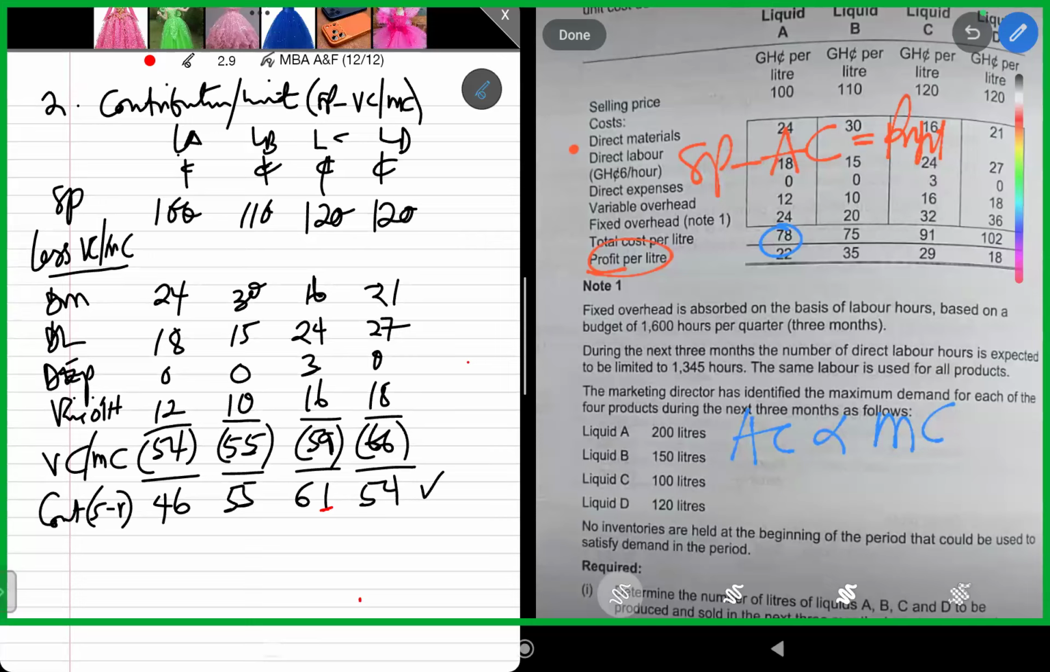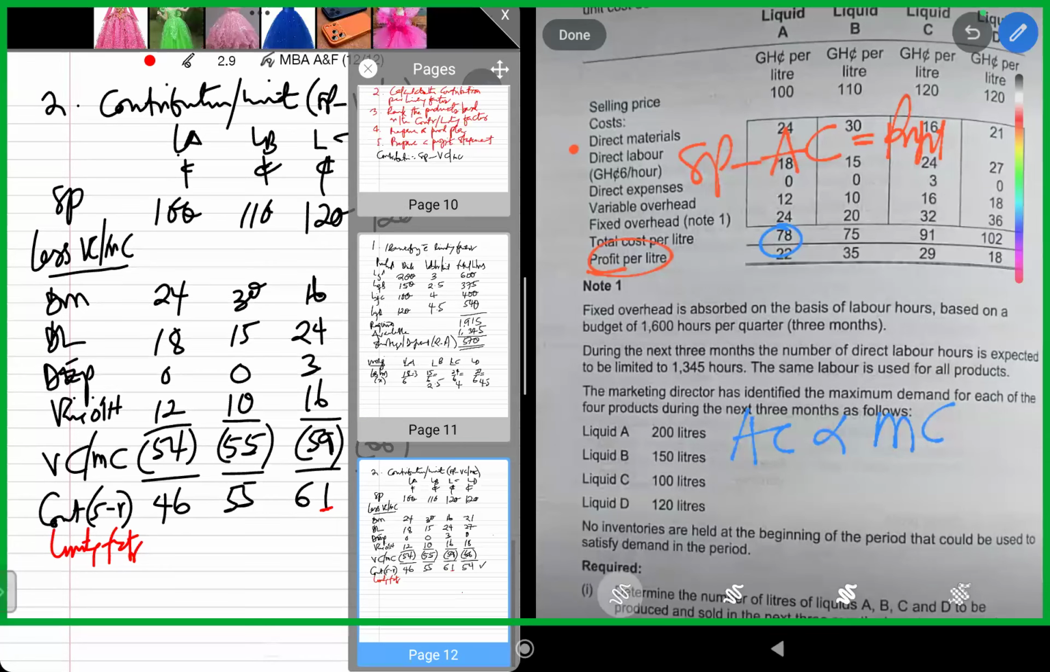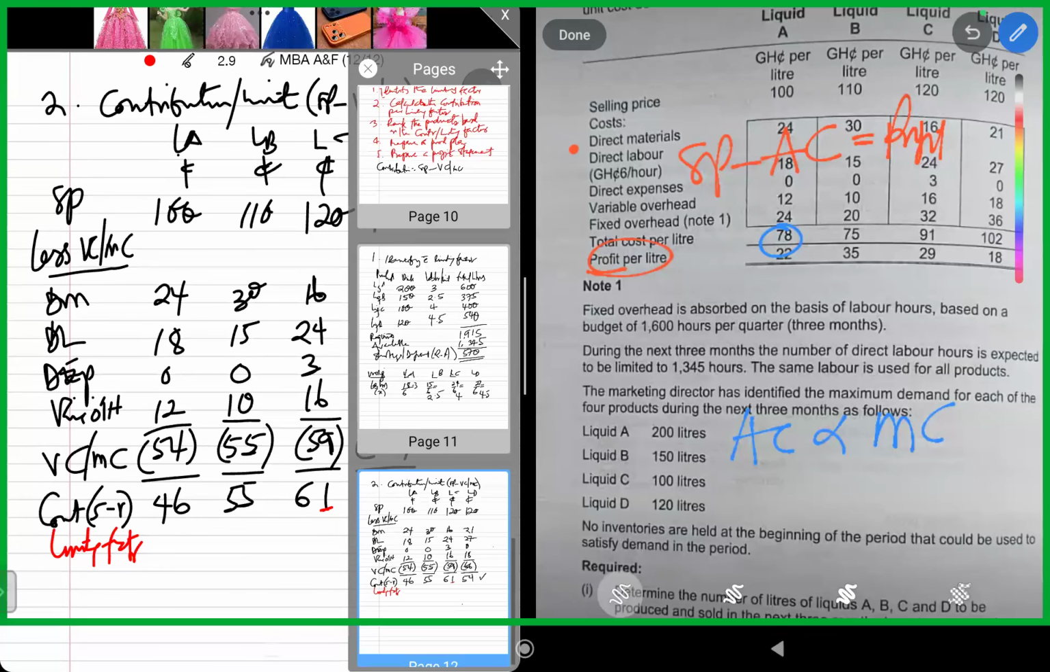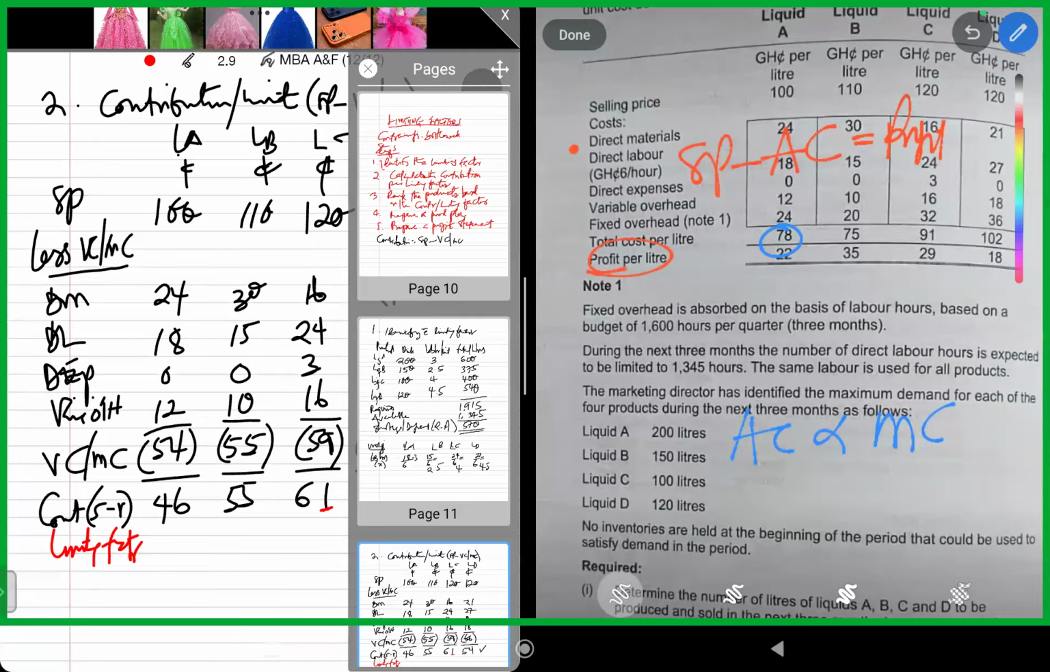So now I found the contribution per unit or per liter. And the next step says find the contribution per limiting factor. It means I have to bring in the limiting factor here. Are you good? So what are the limiting factors? The hours for each of the products from stage 1. What were they? We had 3, 2.5, 4, and 4.5. So look at page 11.